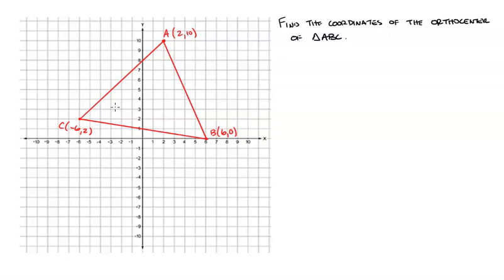The reason why I said it's not a right triangle is because if it's a right triangle, we know that the orthocenter is just at the vertex of the right angle. But if it's not a right triangle, then we have a little bit more of a process that we're going to go through.